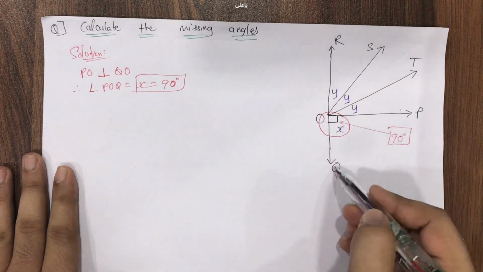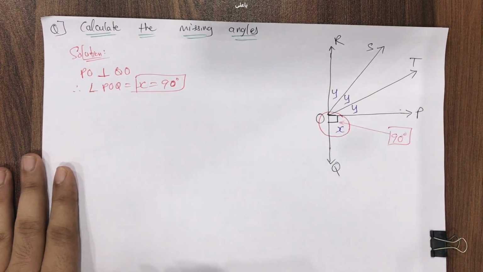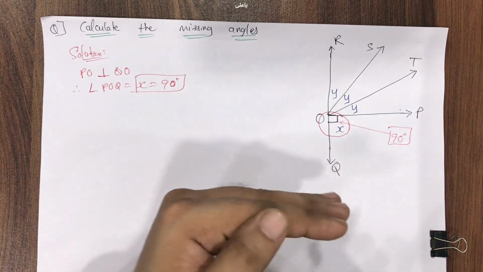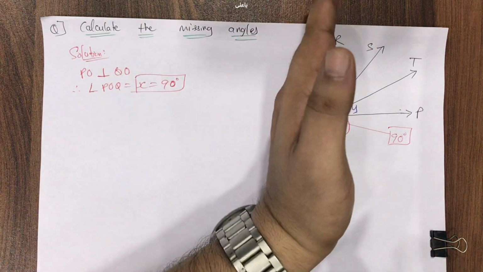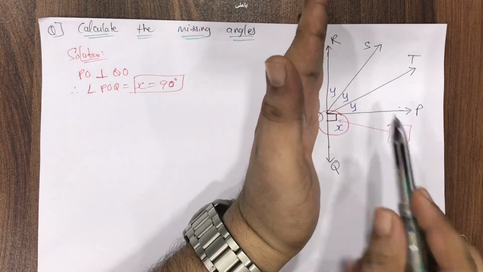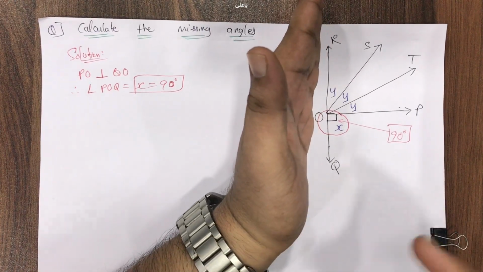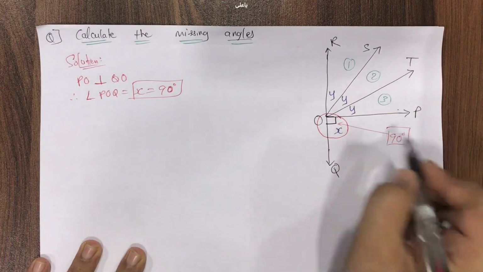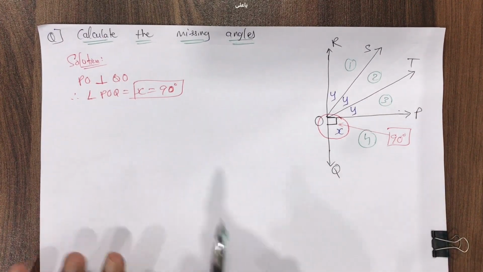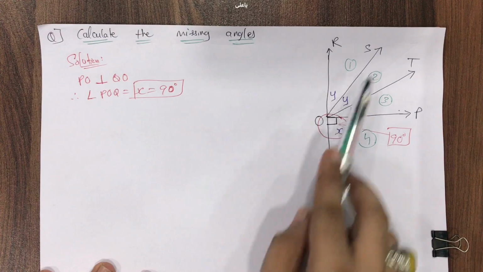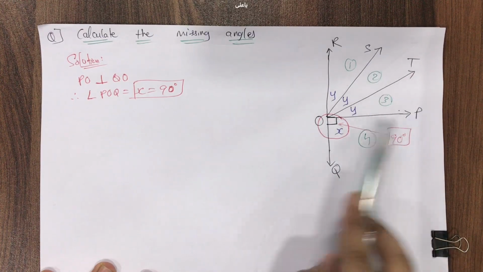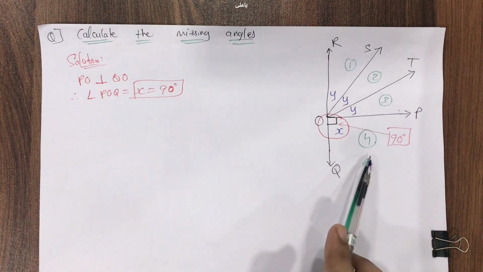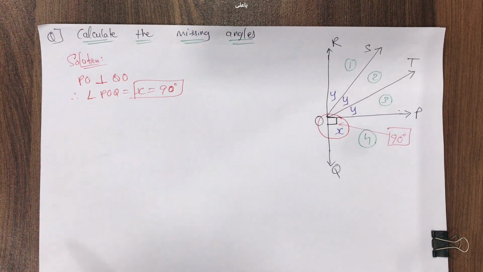Can you see, students? This RQ, please pay attention. This RQ is a straight line. And a moment ago I told you that the sum of all the angles on a straight line is 180 degrees. So how many angles do I have here? This is my first, second, third, and this is the fourth. There are 4 angles: ROS, SOT, TOP, POQ. So the summation of all these 4 angles will be equal to 180 degrees, right?